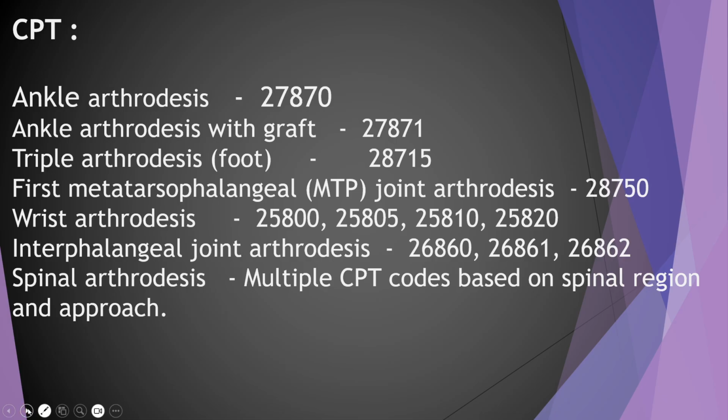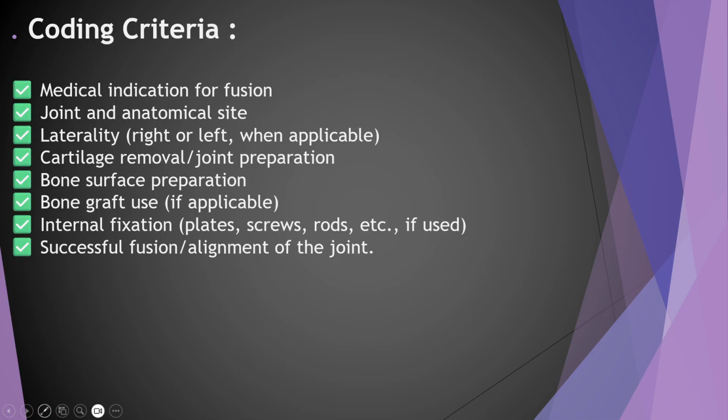Moving to next, CPT. These were the common CPTs: ankle arthrodesis 27870, ankle arthrodesis with graft 27871, triple arthrodesis of the foot 28715, first MTP joint arthrodesis 28750, wrist arthrodesis 25800, 25805, 25820, interphalangeal joint arthrodesis 26860. Spinal arthrodesis has multiple CPT codes based on the spinal region and the approaches also. So these were the coding criteria for arthrodesis.